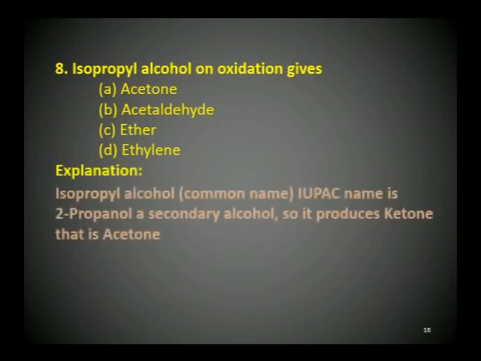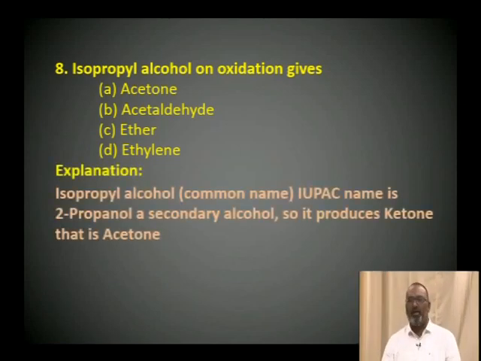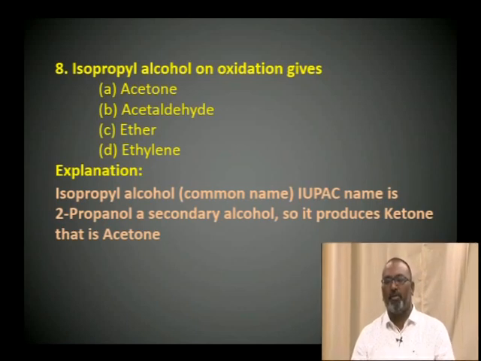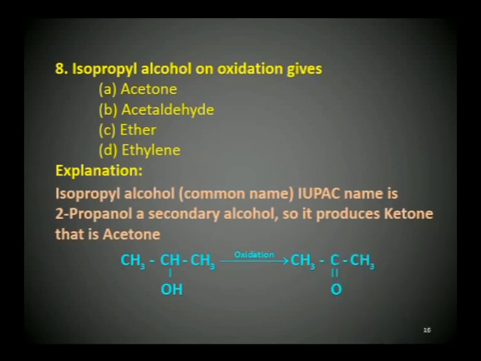So, you know that isopropyl alcohol is the common name. Its IUPAC name is 2-propanol, which is a secondary alcohol. So whenever a secondary alcohol is undergoing oxidation, we produce ketones. So when isopropyl alcohol, that is 2-propanol, is undergoing oxidation, we produce CH3COCH3, which is acetone, and here the answer is A.